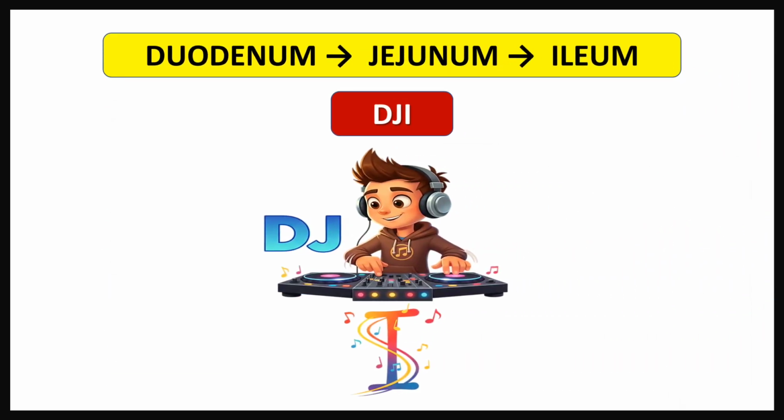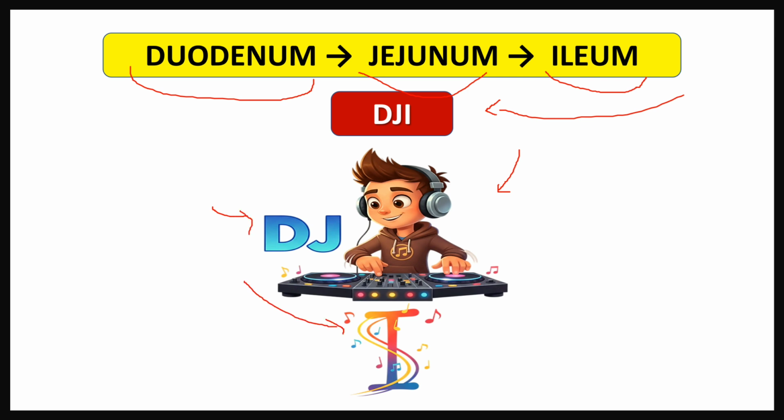So remember the three parts of the small intestine in a quick and easy way. Here is the trick that I have for you. The first part is duodenum, the second part is jejunum, and the last part is ileum. So here is the mnemonic that you have to remember, students. It is DJI. Here is the image that will help you to remember this mnemonic, that DJ is playing an I music. So DJI is the mnemonic for the parts of the small intestine.